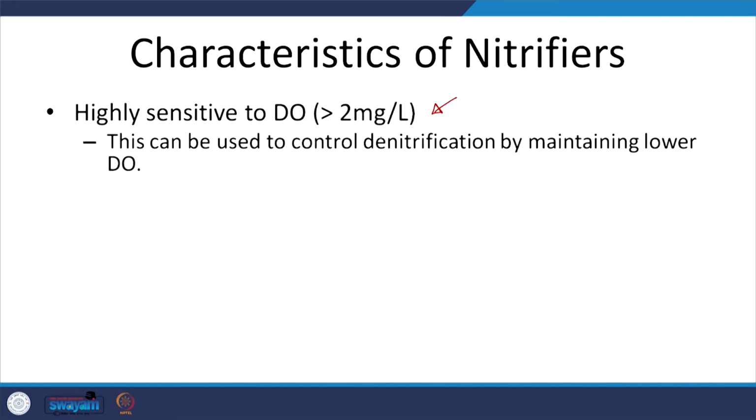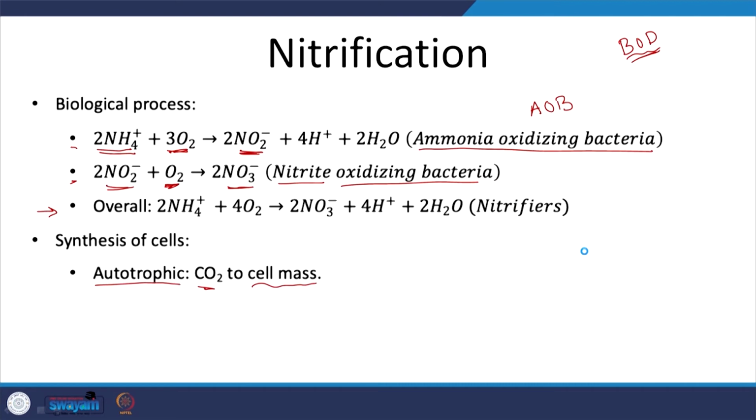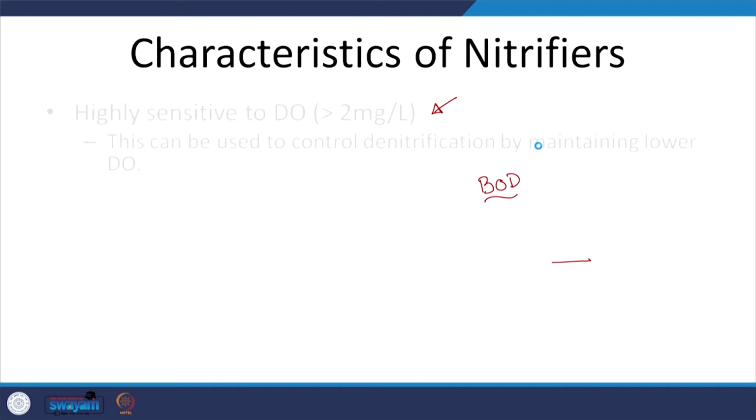So, if the dissolved oxygen levels are relatively low, this nitrification and then the subsequent denitrification will not occur. They are also highly sensitive to toxics. That is why, if you remember in the BOD test, we add nitrification inhibitors, which more or less means we are adding a compound that is specifically toxic to these nitrifying bacteria, as in the ammonia oxidizing bacteria and nitrite oxidizing bacteria. So, we add compounds that are toxic to these; that is something we do in the BOD test.